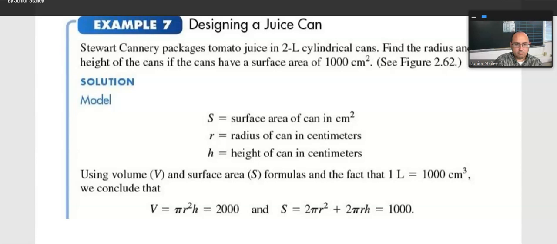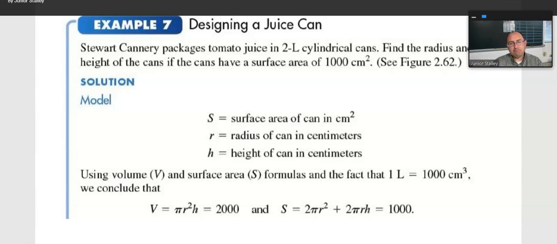Stewart Cannery. It's a canary. Packages tomato juice. I didn't even know a canary could do that. Man, there must be one talented bird. His name's Stewart. Oh, what, he's a canary. Anyway, it's a cannery. I know that, folks. Okay, good bit of dad humor there for you.